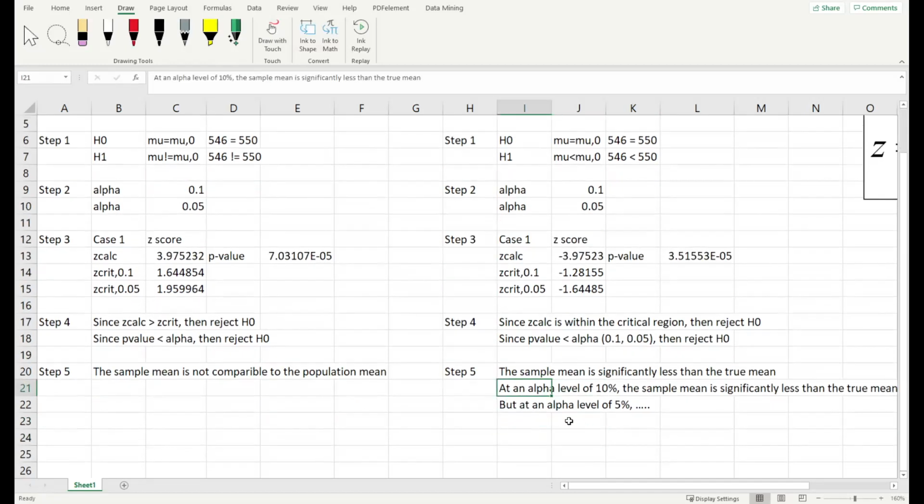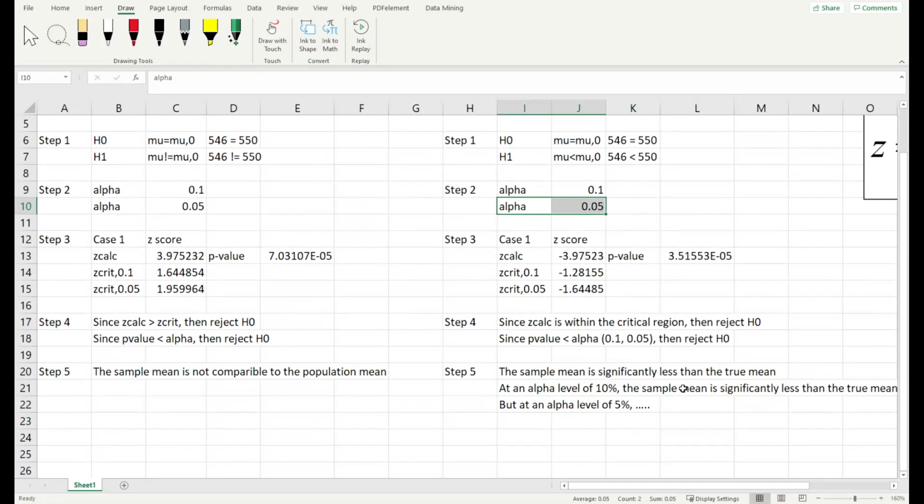Pero usually naman, kung research talaga to, ito, for exercise sake, naglagay tayo ng 2 alpha values. Pero for research, isa lang yung pinili natin na alpha value. And usually, kung hindi binigay, we use an alpha value of 0.05.